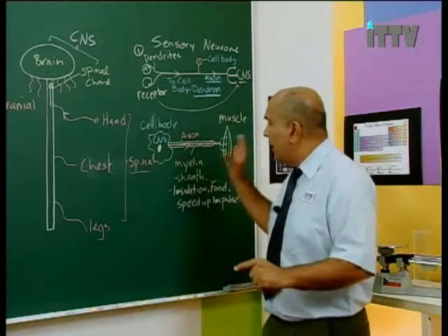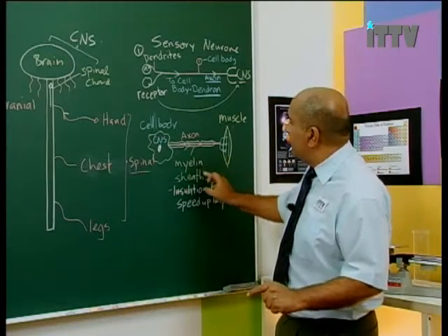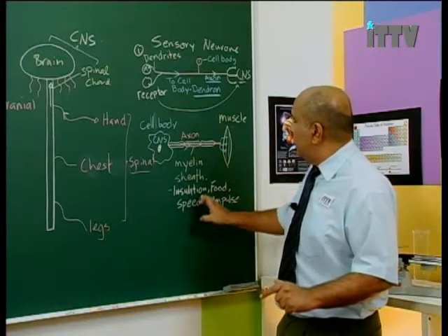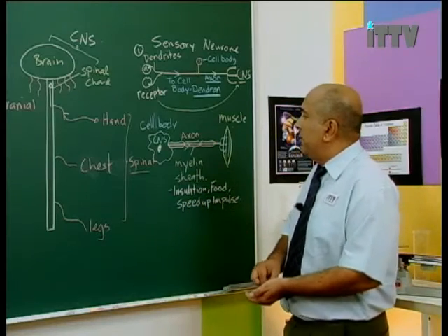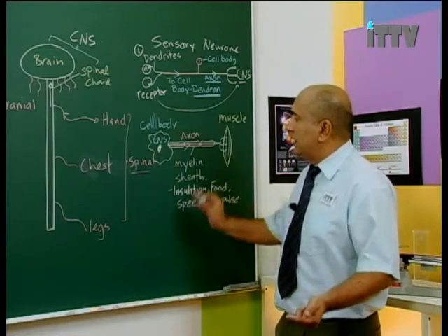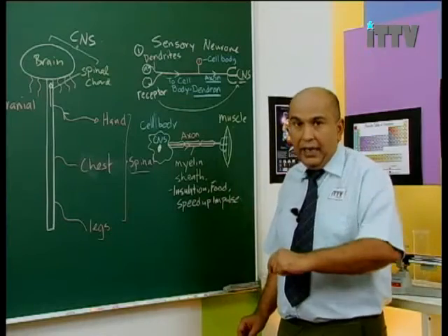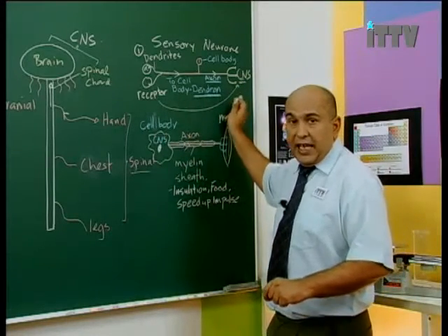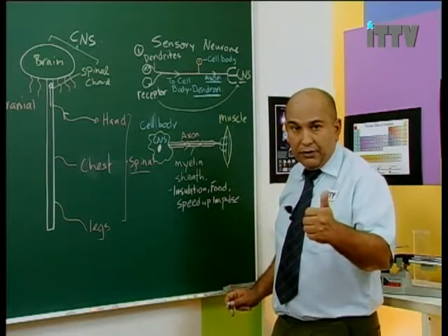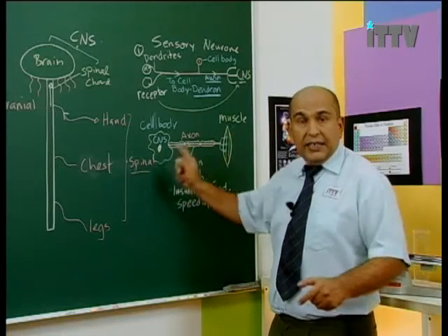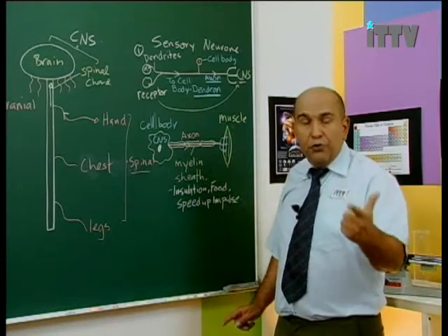Okay? And this has a myelin sheath on it. Remember, insulation, food, speed up, impulse. The key here, once again, is where to where. Receptor to CNS, sensory neuron. CNS to effector, motor neuron.